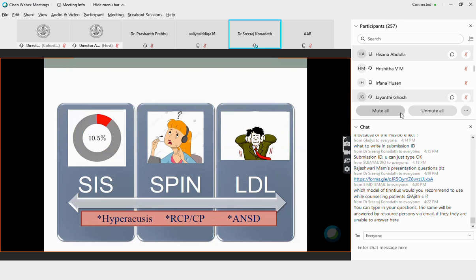And LDLs, so here there are questions that you have to keep in mind. Hyperacusis, when it is there, you have to be careful doing all these tests, because these individuals can get disturbed if loud sounds are given. Also, these things can indicate RCP, or retrocochlear pathology, or cochlear pathology. You have to be cautious on that also. And also ANSD, auditory neuropathy spectrum disorders, that is when you can get poorer scores in speech identification as well as in SPIN. So those things are to be kept in mind when you are evaluating these individuals.